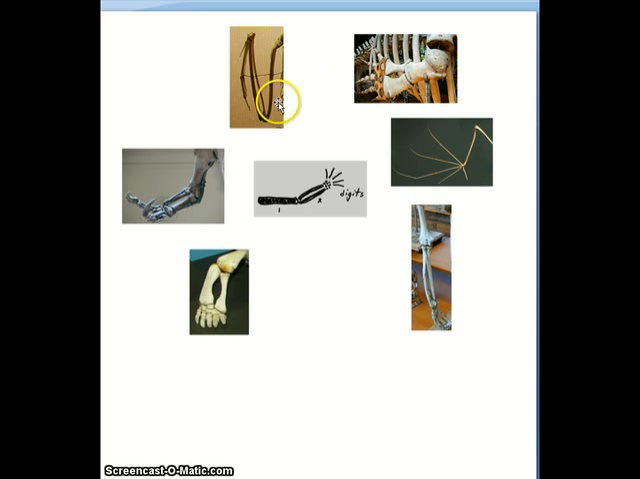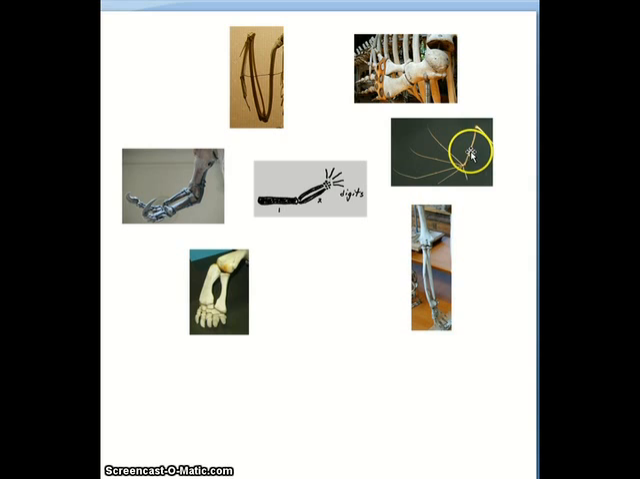Here we have the wing of a bird, we have the fin of a whale, the wing of a bat, the arm of a gorilla, the leg of a tortoise, and the limb of T-Rex. And if you took a close look at these, you would notice a pattern in the bone structure of these limbs. There is one bone in the upper limb, two bones in the lower limb, and then digits. One bone, two bones, digits.